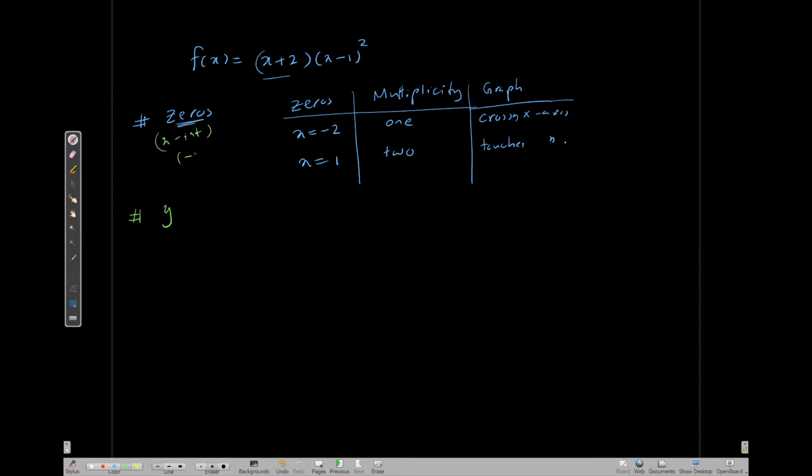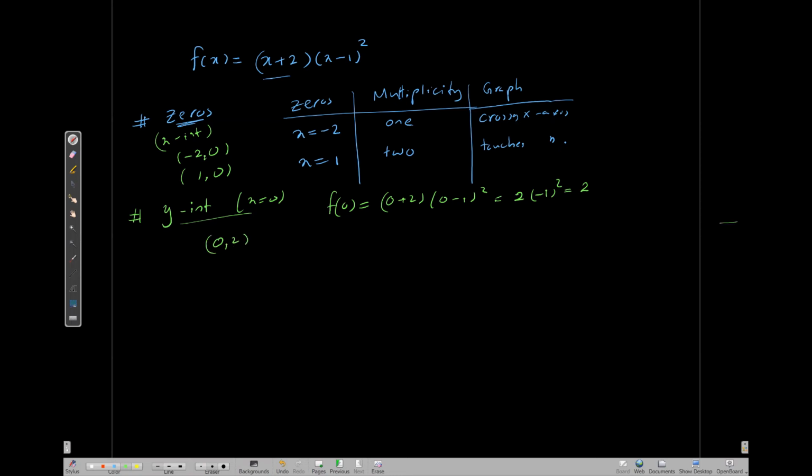Okay, and then the next step, y-intercept, because these are x-intercepts, zeros are x-intercepts, and we know because of that x-intercepts are negative 2 comma 0, and 1 comma 0, because for x-intercepts the y value is always 0. Now for the y-intercept, the x value is always 0, so you put f of 0, it's pretty easy, 0 plus 2 times 0 minus 1 squared, so 2 into negative 1 squared, which is 1, and 2 times 1, you get 2. So the y-intercept is 0 comma 2.